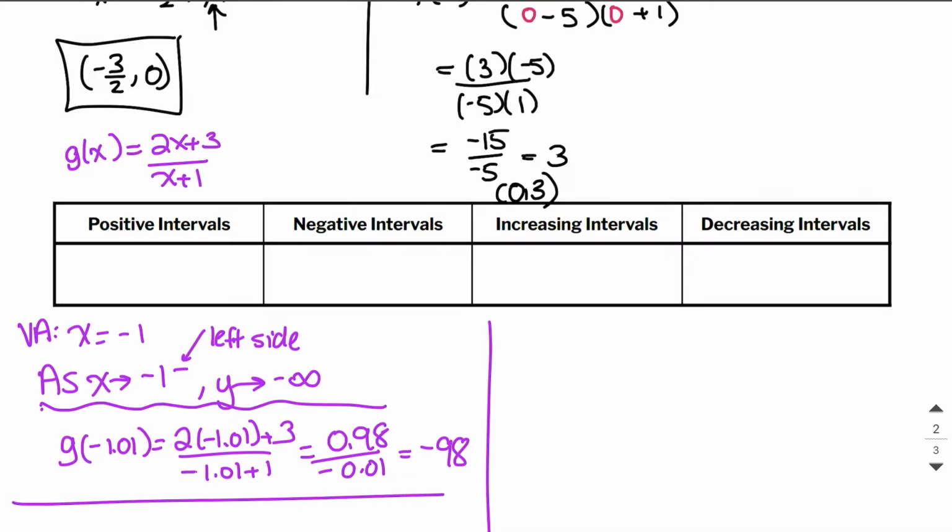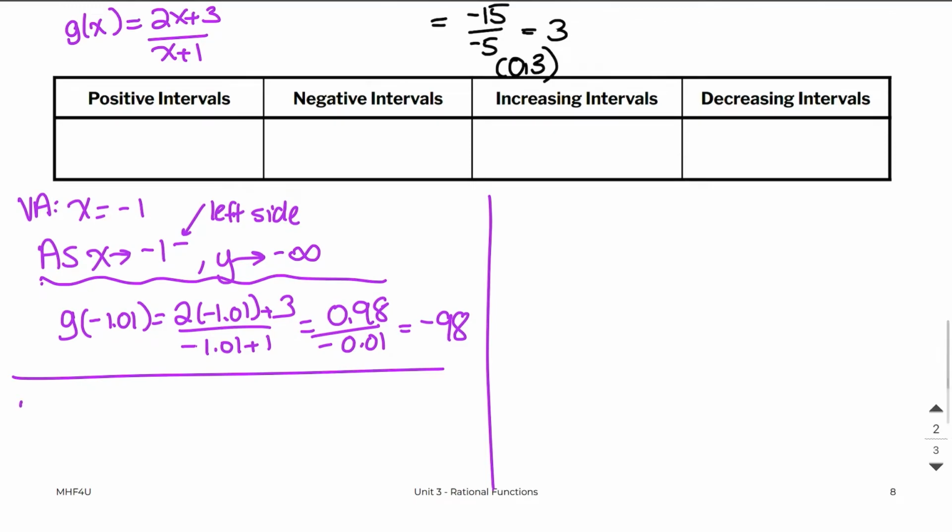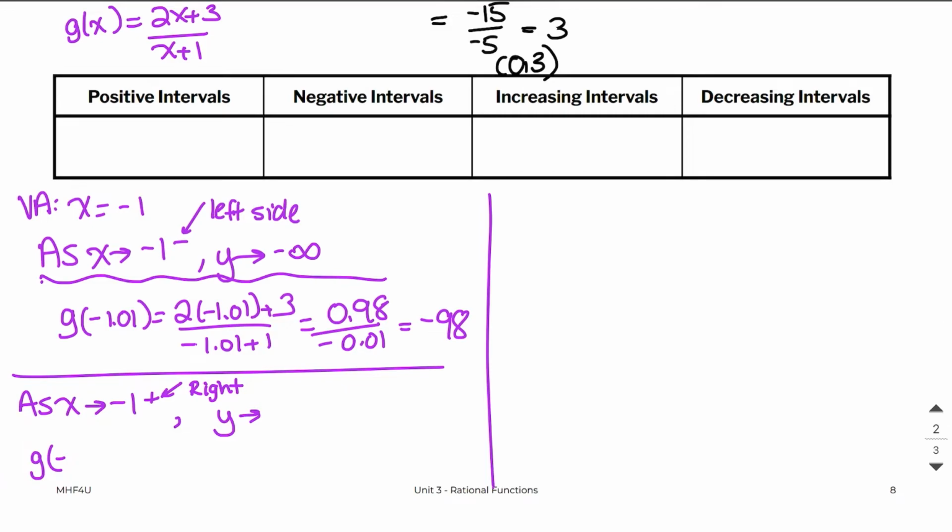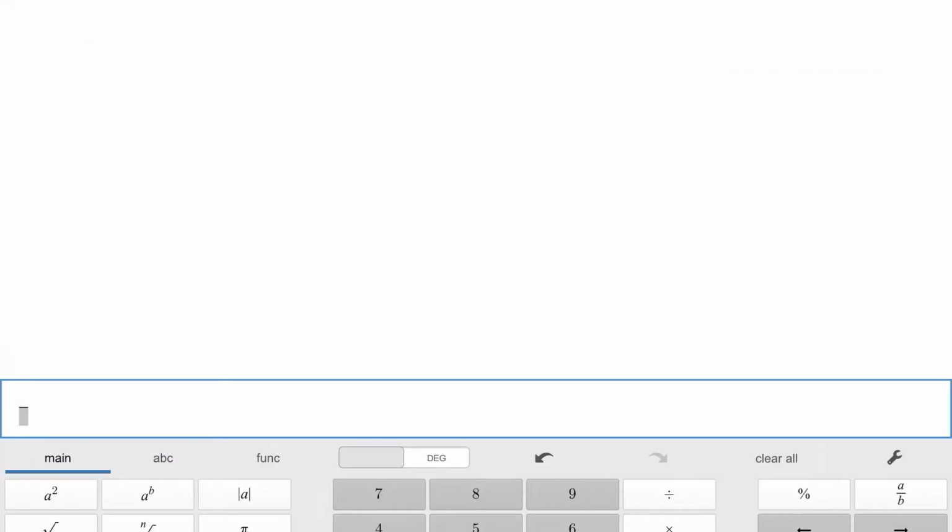And then I'm going to do the same thing for as x approaches -1 from the right side. So this means the right side. What's going to happen? What's y going to approach? So now I'm going to do g of a number that's super close to -1 from the right side, so -0.99. So I could do 2 times -0.99 plus 3 over -0.99 plus 1. So let's see what we get when I do that. So I'm just going to put it all into one fraction. And here we get 102.